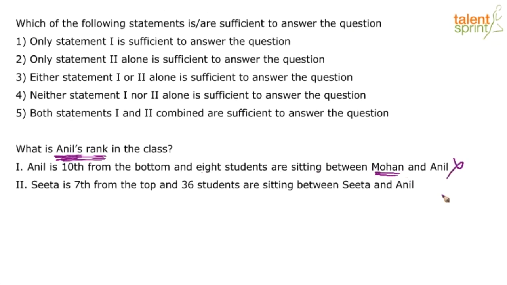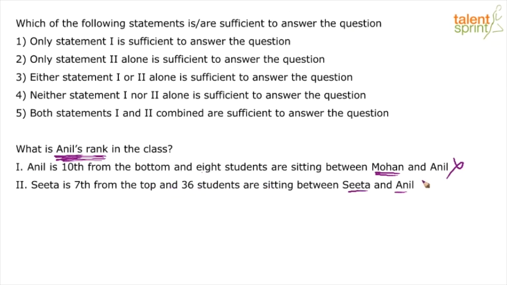Right? Let us look at statement 2 alone now. Statement 2, it says Seeta is 7th from top. So if you read only this part of the statement, your response will be, so what? If Seeta is 7th from top, how will I know Anil's rank from that? Yes or no? If somebody tells you that, you have to find out Anil's rank and then he says Seeta is 7th from top, what will you say? So what? What should I do? I mean, if Seeta is 7th from top, how will I get to know Anil's rank? But read the remaining part of the information. Seeta is 7th from top and 36 students are sitting between Seeta and Anil.